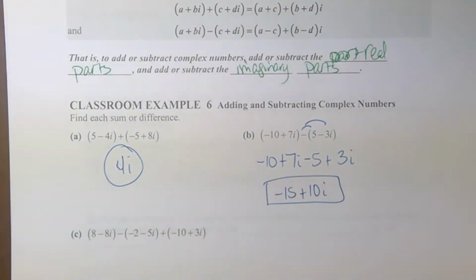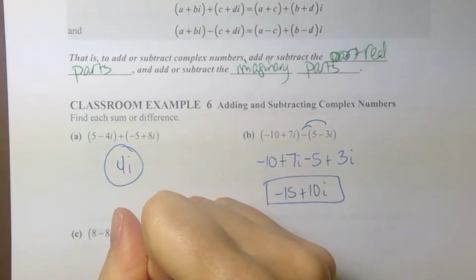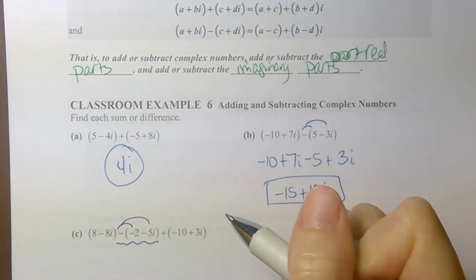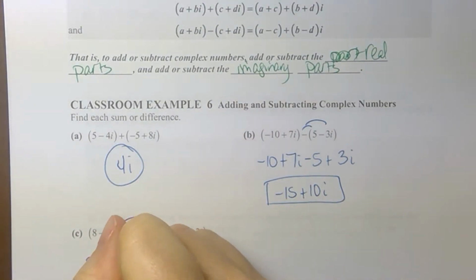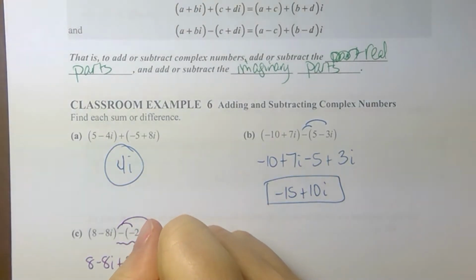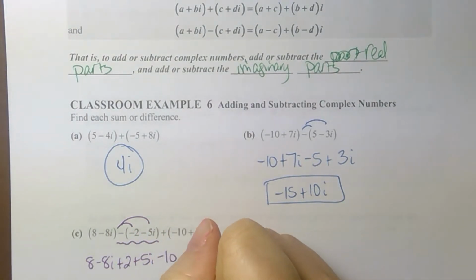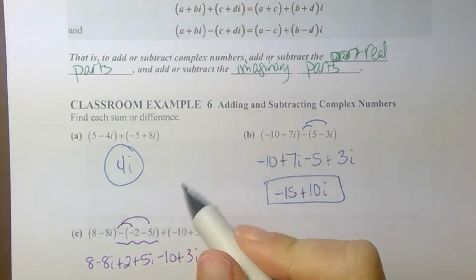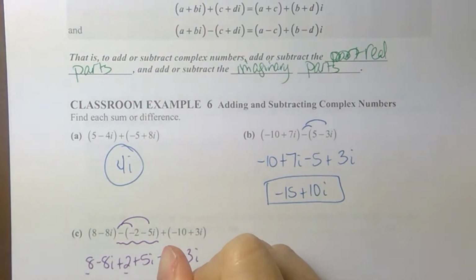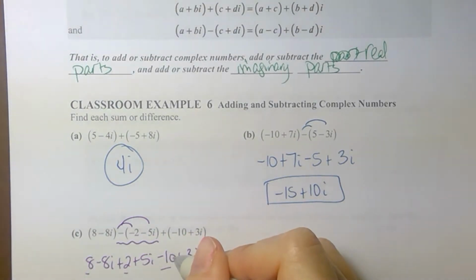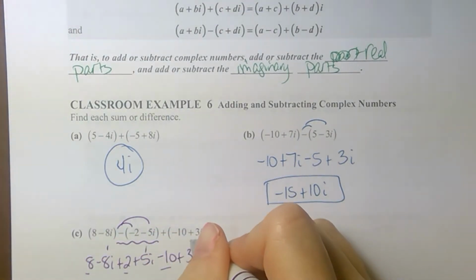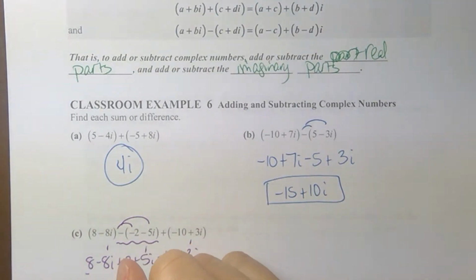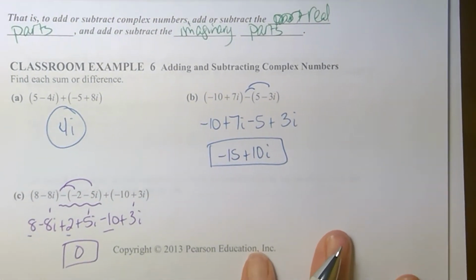On C, notice that I am subtracting that second imaginary number, so I need to think about changing the signs there. So what I actually have is 8 minus 8i plus 2 plus 5i minus 10 plus 3i. I'm going to add all my real parts. 8 and 2 is 10, minus 10 is 0. And then the imaginary parts, I've got negative 8i, positive 5i, and positive 3i. Well, those are opposites as well, so everything adds to 0.